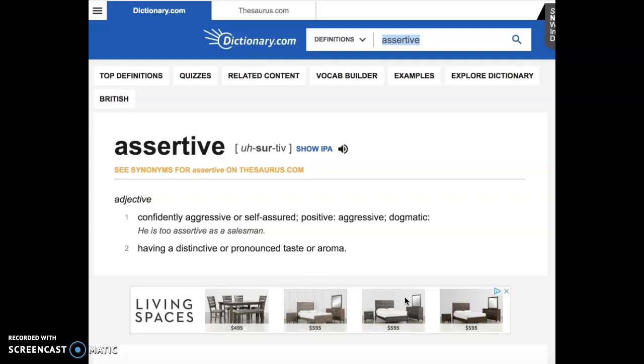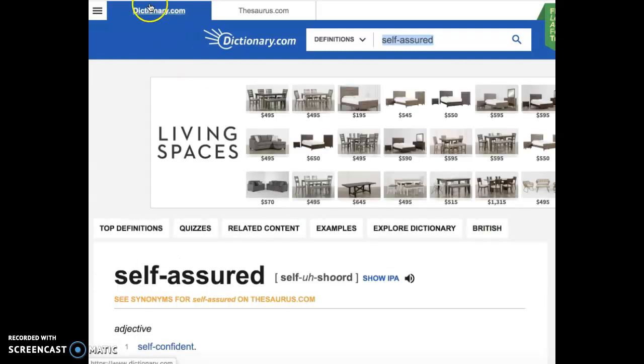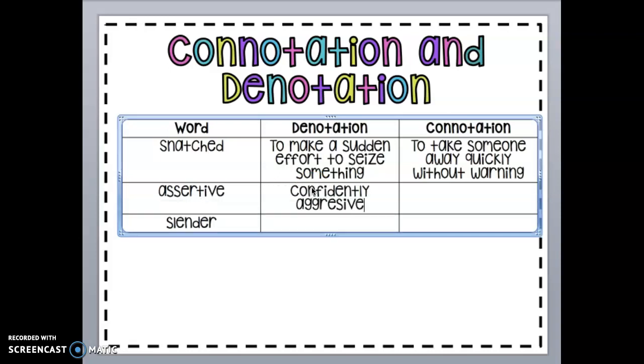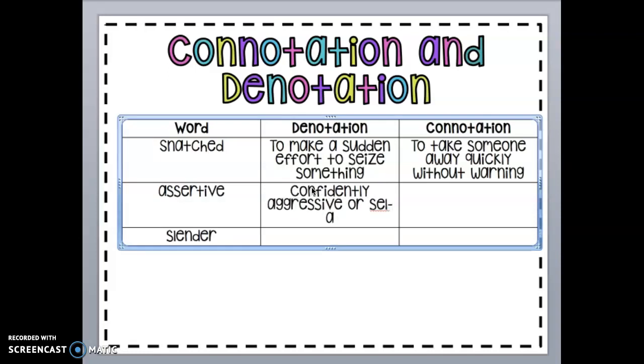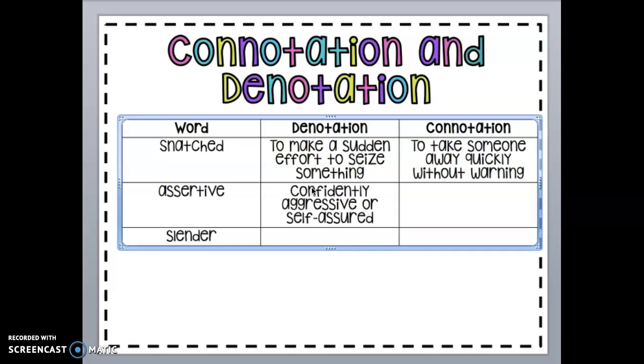So let's head back to our chart and let's put it in. To make things easier, I'm just going to highlight the actual definition. I'm going to copy it and then I'm going to paste it into my chart. So we have confidently aggressive or self-assured. So the denotation, the actual meaning of the word assertive is confidently aggressive or self-assured.